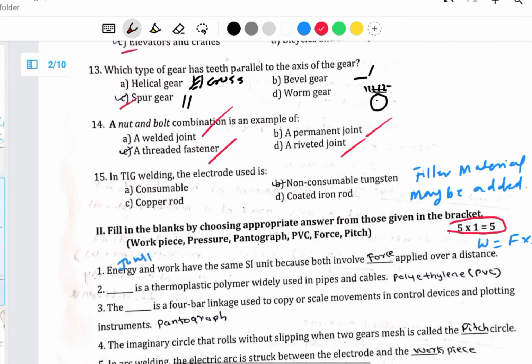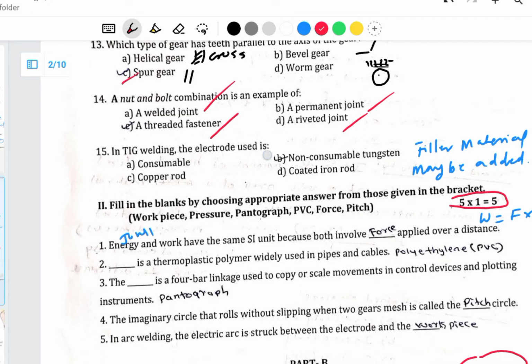So the next one, TIG welding: the electrode used is a non-consumable tungsten electrode. So the correct answer is that it is not consumable. Sometimes you can use a filler material. Here you will be using the filler material. So the correct answer is non-consumable tungsten electrode. The electrode is made of tungsten.